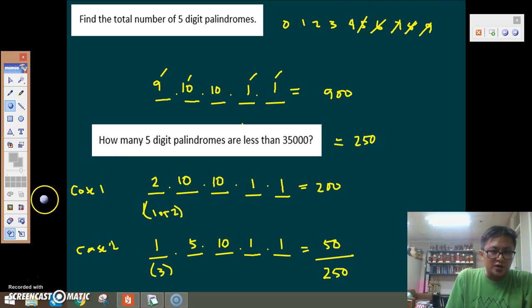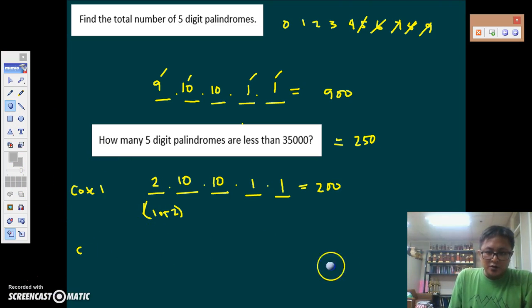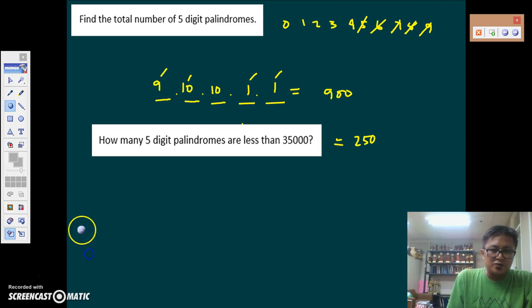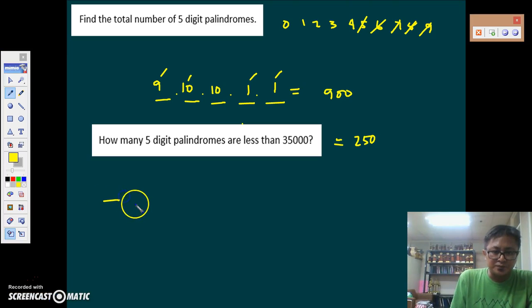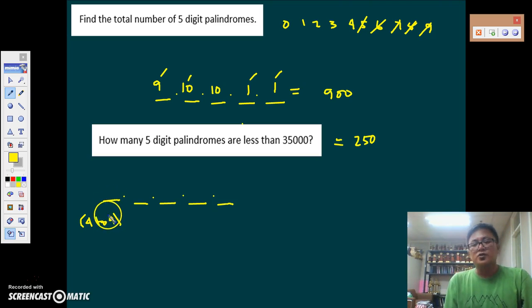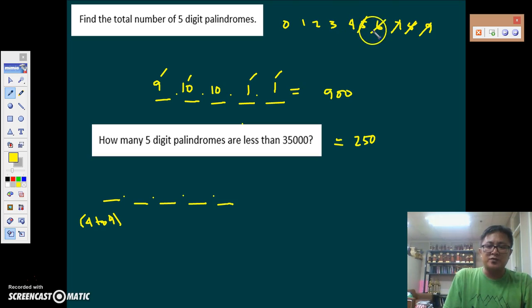Now let's try to answer that. How many 5-digit palindromes are, this time, greater than 35,000? Case 1 would be if this is 4. If these are the numbers from 4 to 9, you can choose from the digits 4 to 9. Obviously, it will be greater than 35,000. So that will be 4, 5, 6, 7, 8, 9. There are 6 of them that we can choose from. 1 here, it's a palindrome. 10, 1 here, and then 10, we have here 600.